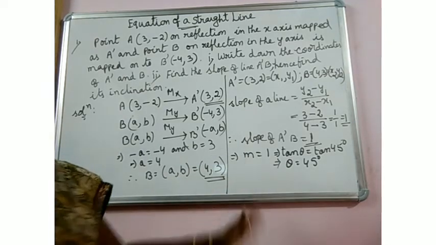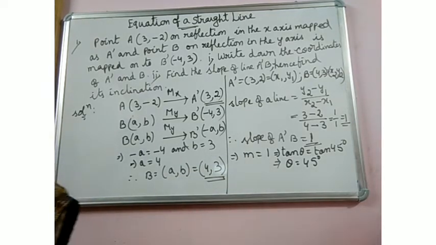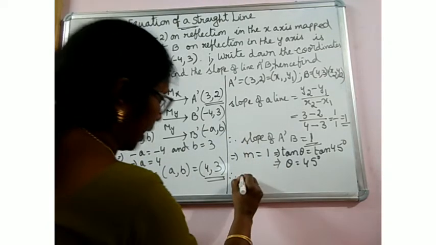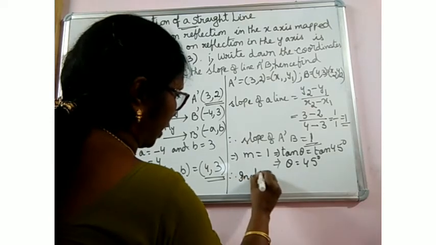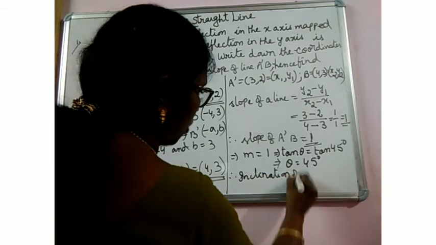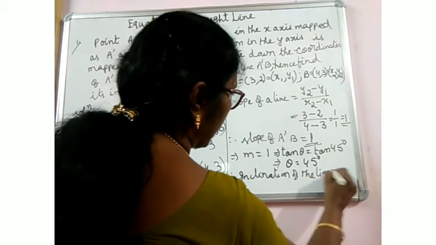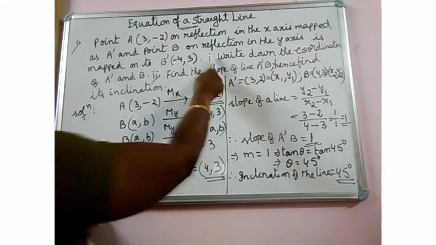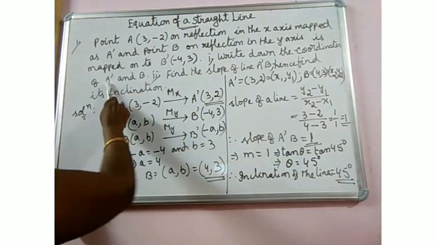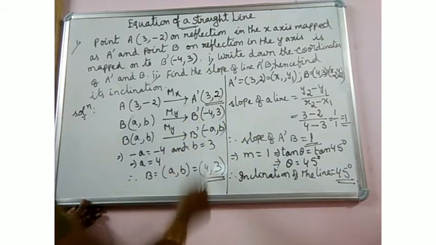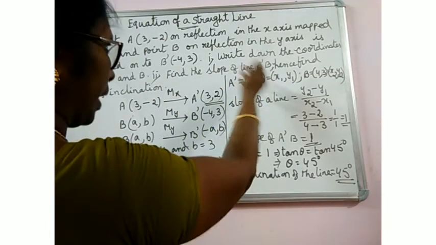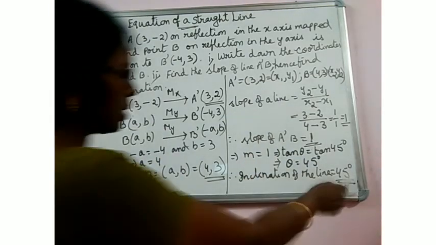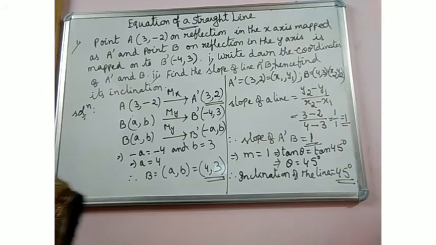For angle of inclination, in short we can say inclination also. Therefore, the inclination of the line is 45 degree. So in this particular question two bits are there. The first bit is to find the coordinates of A dash and B, and the second bit again has two subparts: the slope of the line A dash B and also its inclination. I hope this is clear to you. Thank you.